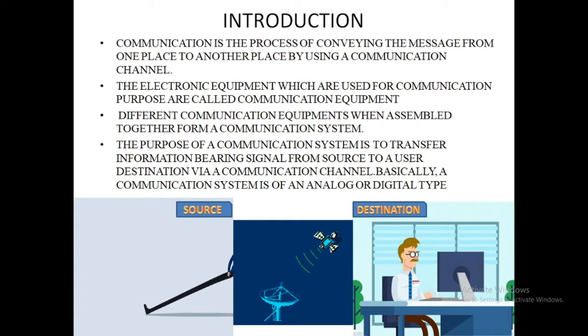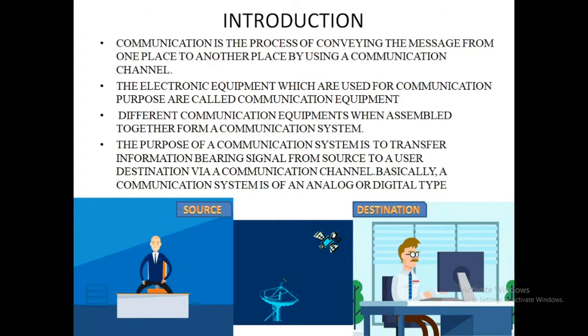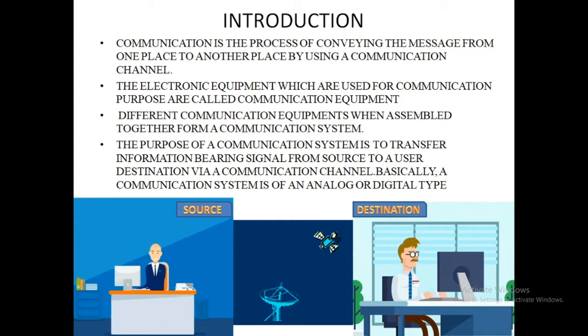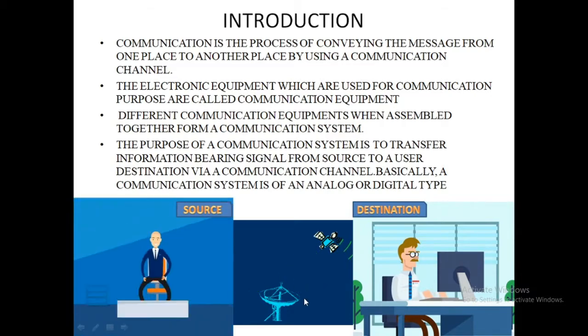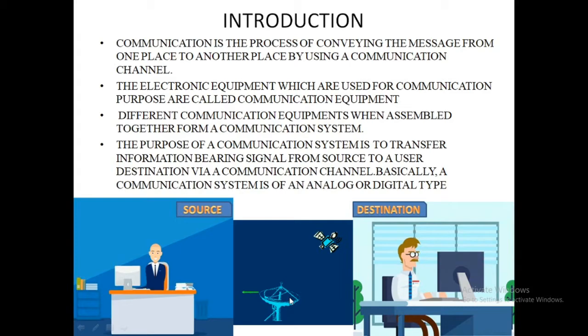Basically, a communication system is of an analog or digital type. Here we can see the source and the destination. Here the information is considered as from one point which is transferred through channel. Here we use wireless, and again it reaches the destination or user.